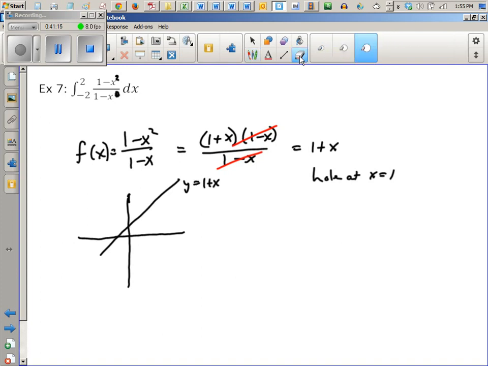And then right here at x equals 1, I need to punch a hole in the graph. Right there. Put in a little hole. There we go. Okay, and then my goal was to find the area, the signed area between -2 and +2.